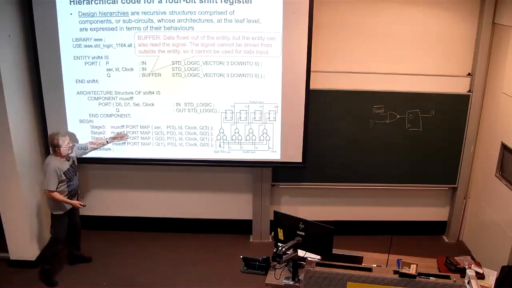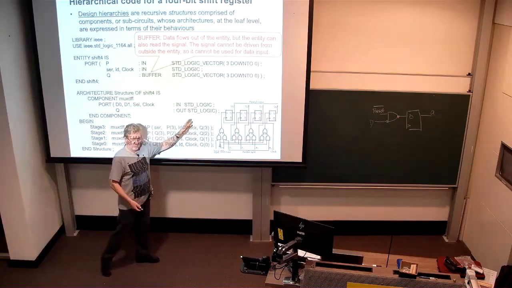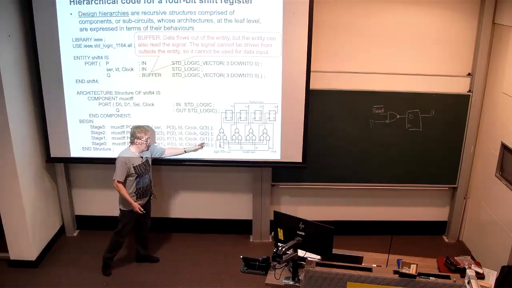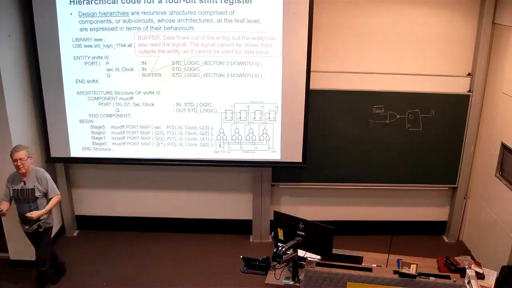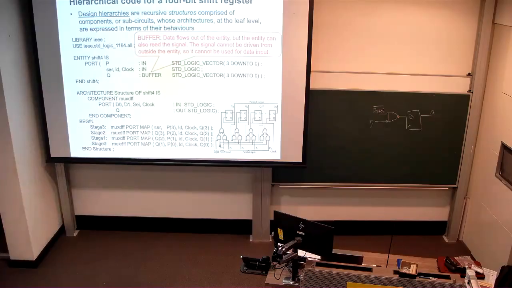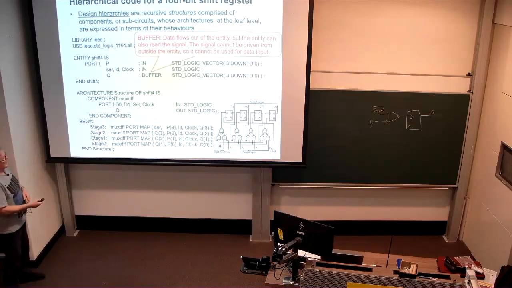So internally here, we're using Q both on the right-hand side and on the left-hand side of an assignment. And therefore it has to have this special mode where it's serving as an output from a component and as the input to a different component. This does not mean that we can write to Q from outside of Shift4. It only means that internally we can use Q on both the left and right-hand side of assignment statements.